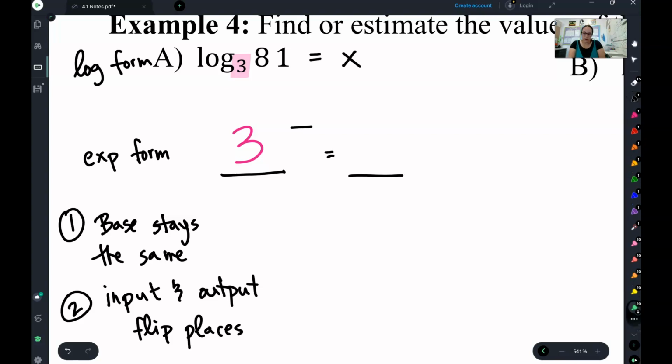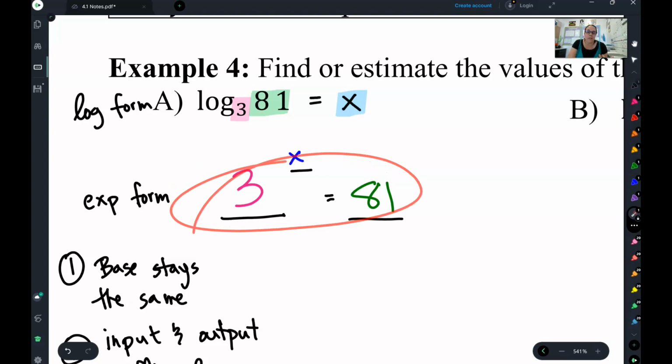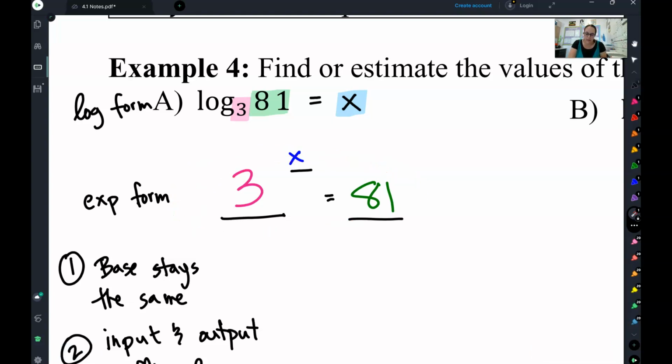So before this 81 was my input, it's inside the logarithm, so that 81 is going to move out here to become my output. And before this x was my output outside the logarithm, now it's going to become my input inside the exponential. And you'll notice that having it written like this is a lot easier to visualize what x should be than when it's written like this. Mostly because you're not very familiar with logarithms yet.